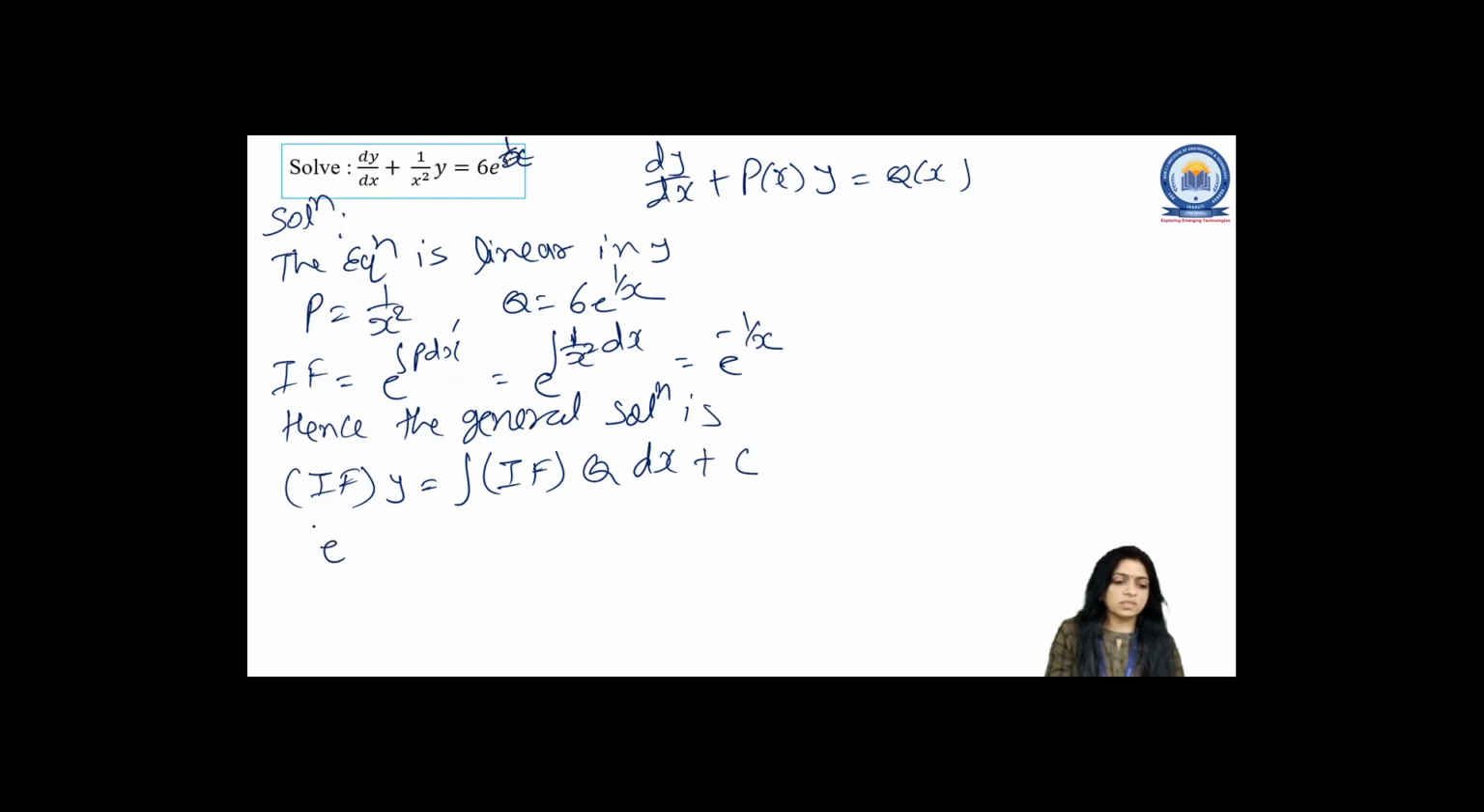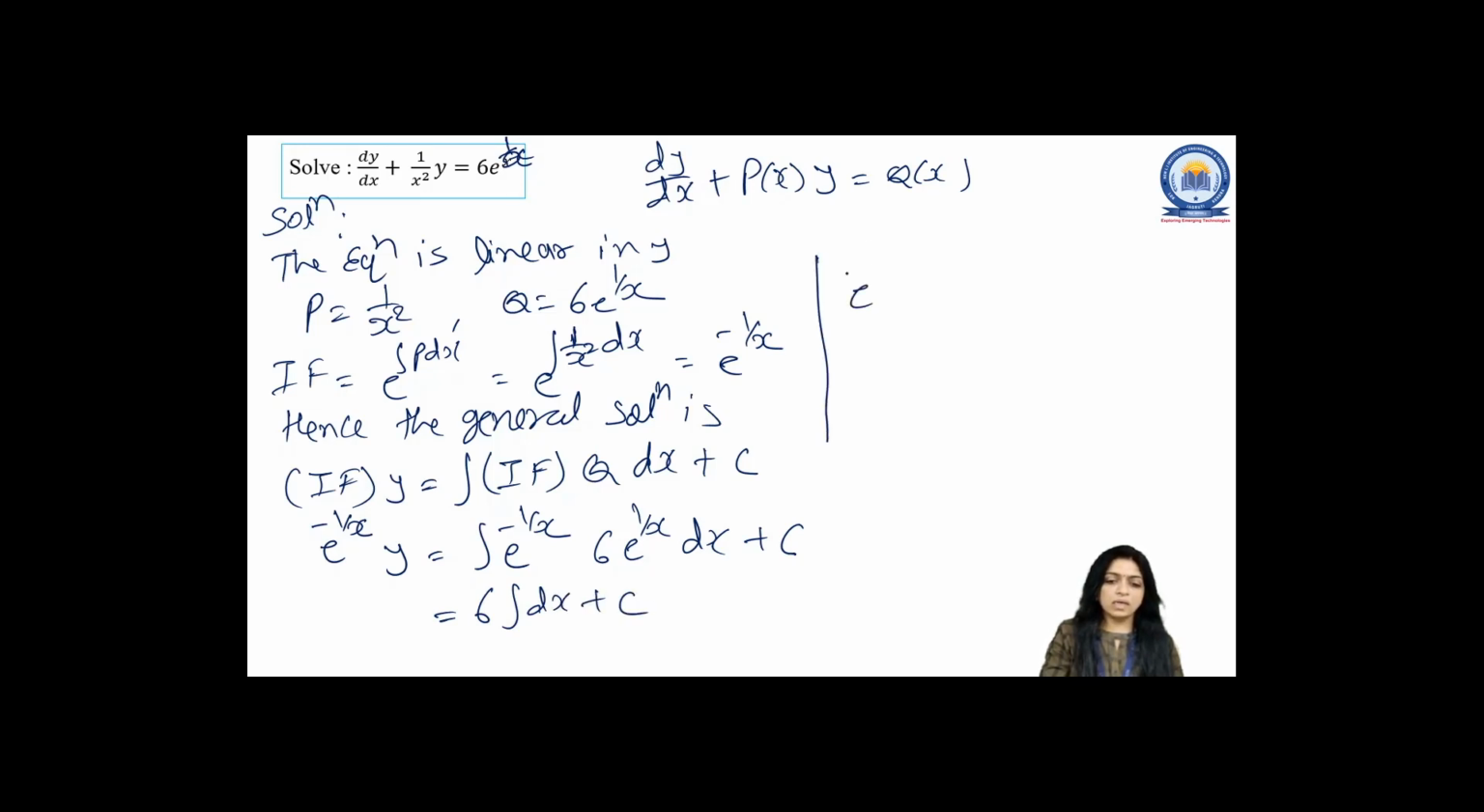So integrating factor is e raised to minus 1 by x into y. Here integrating factor is e raised to minus 1 by x, q is 6 e raised to 1 by x dx plus c. So 6 dx plus c. Final answer is e raised to minus 1 by x into y equals 6x plus c, which is the required solution of the given differential equation. You may also write it as y equals e raised to 1 by x into (6x plus c). This is not compulsory if you wish.